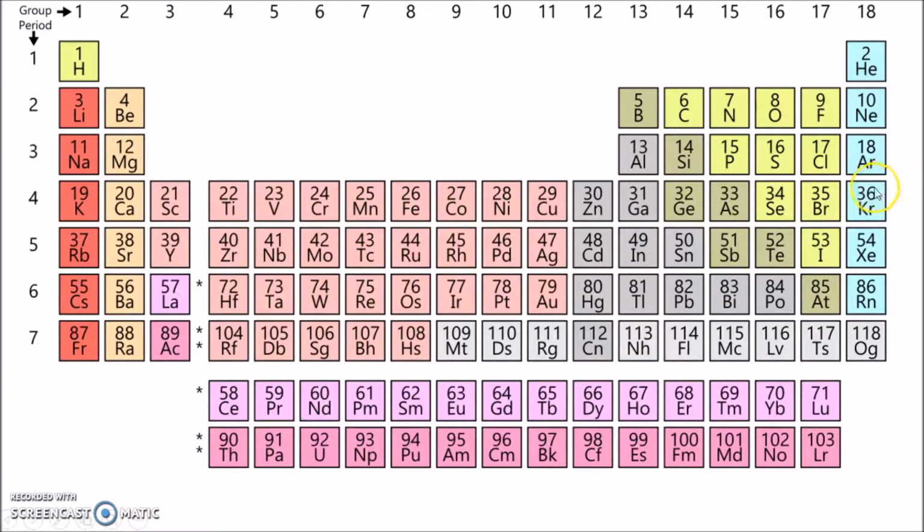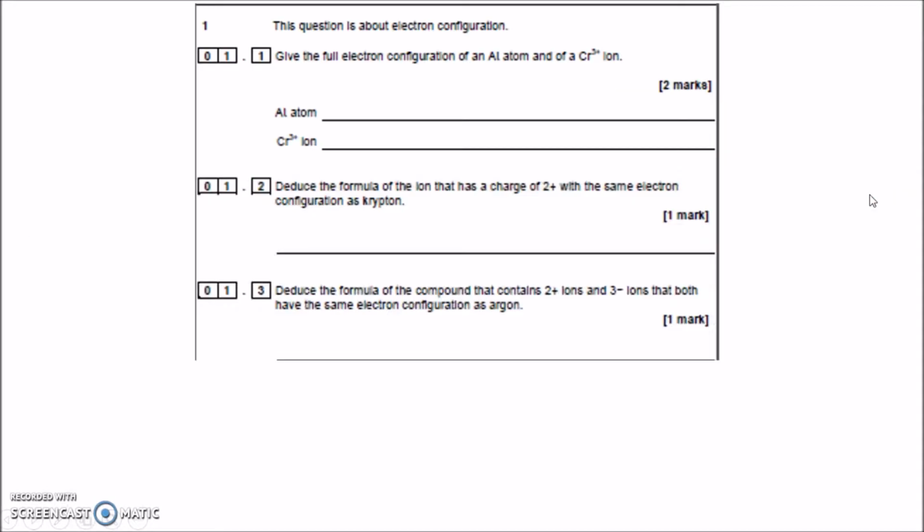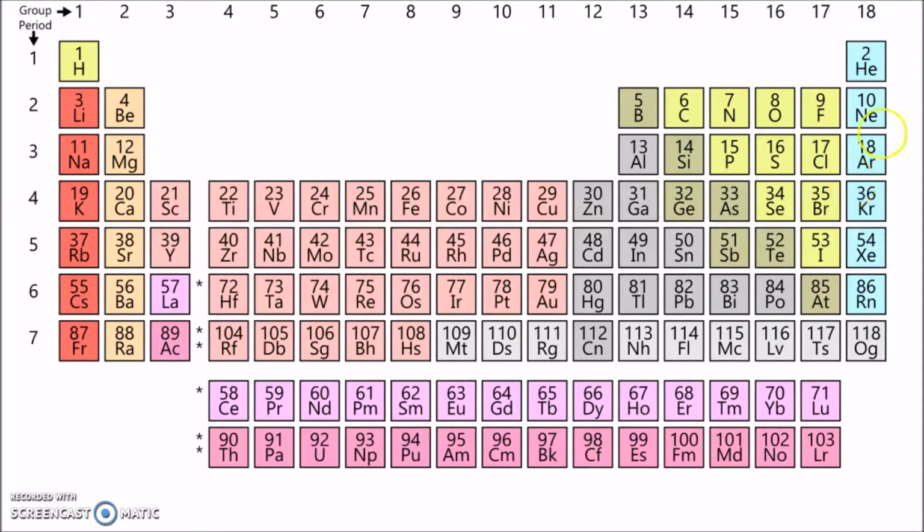So let's find krypton. Krypton has got 36 electrons. So I'm looking for something that ends up with 36 electrons. It's got a 2+ charge, this element, so it's had 38 electrons and lost 2 to have 36 electrons, the same as krypton. So something with 38 electrons. We're looking for Sr, strontium, 38 electrons. If it becomes 2+, it goes down to 36 electrons, krypton.